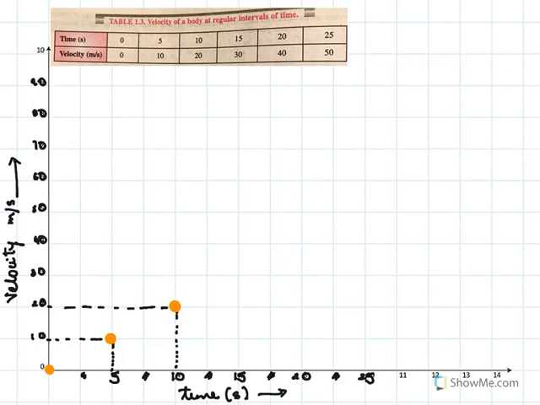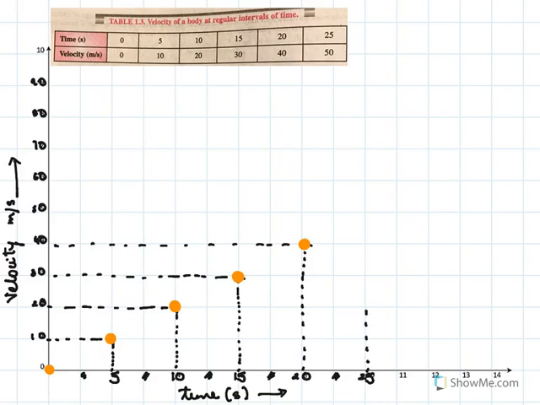Then next for time 15, velocity is 30. So your point will be here where 30 and 15 meet. Then at time 20, velocity 40, and that would be at this point. And last, at time 25, the velocity is 50 here. And this would be a point. So this is the point we have plotted.